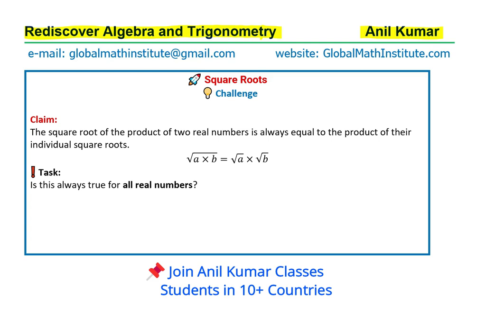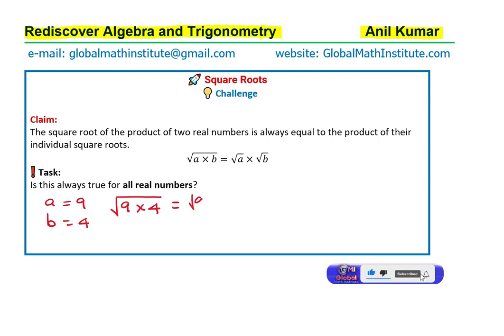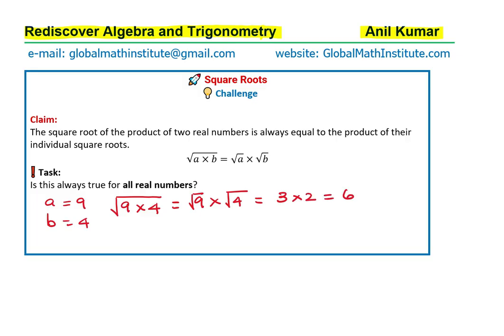Now, a simple thought process which gives you a lot of insight into what and how we should be evaluating square roots. Let's take some examples. If I take a as 9 and b as 4, we are doing square root of 9 times 4. I could always write this as square root of 9 times square root of 4, and so I'm going to get the result, which is 3 times 2 or 6. So it works perfectly fine.